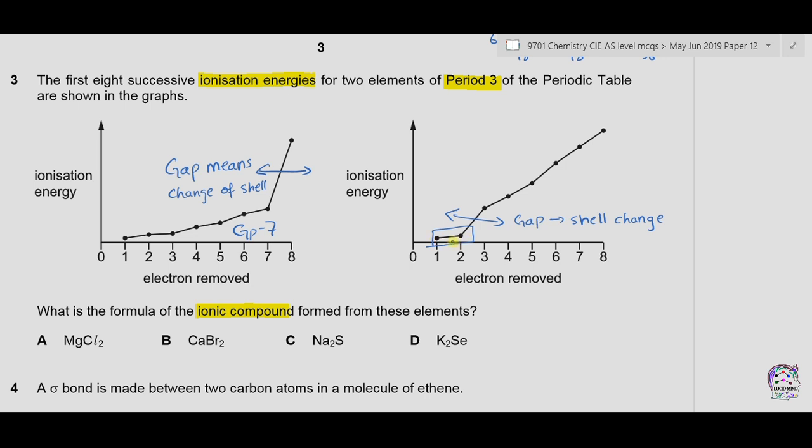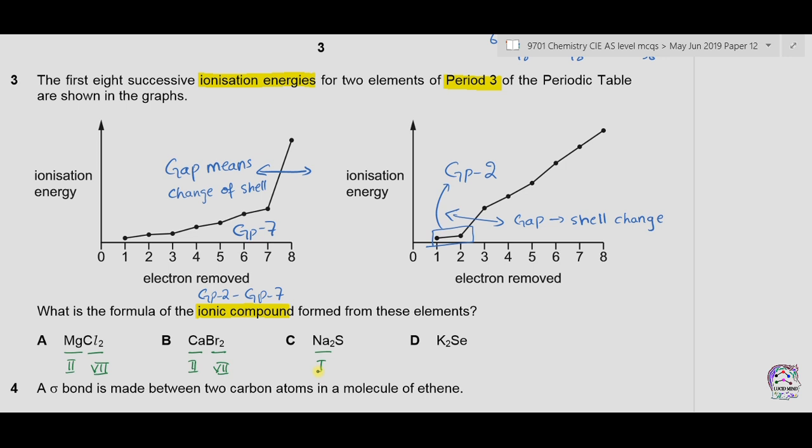As there are just 2 electrons removed from the first shell, it means that this belongs to group 2 of the periodic table. So we have to find the ionic compound which is formed between group 2 and group 7 of the periodic table. Magnesium is from group 2 of the periodic table. Chlorine is from group 7 of the periodic table. Calcium is from group 2. Bromine from group 7.